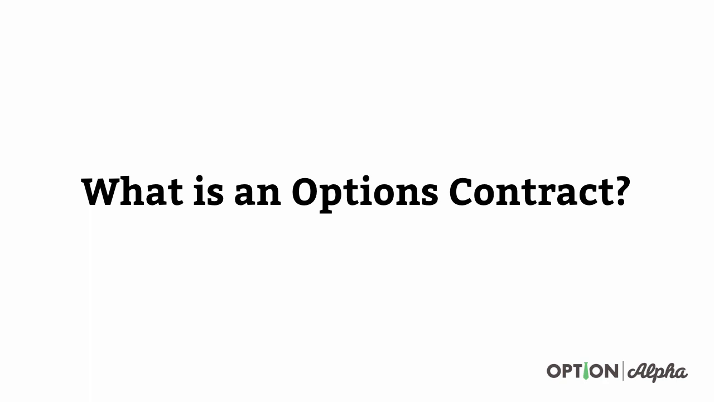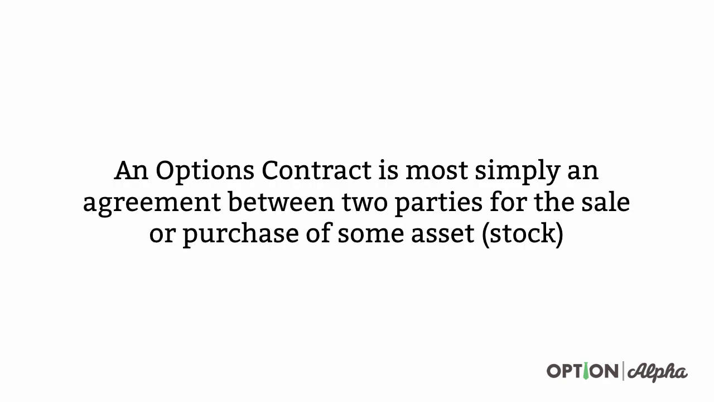So without going into too much industry jargon and terminology, I want you to understand first and foremost that an options contract is simply an agreement between two parties for the sale or purchase of some underlying asset. Now, in the case of what we do here at Option Alpha and what most people use options contracts for, it's the sale or purchase of stock in a particular company or some asset, right?